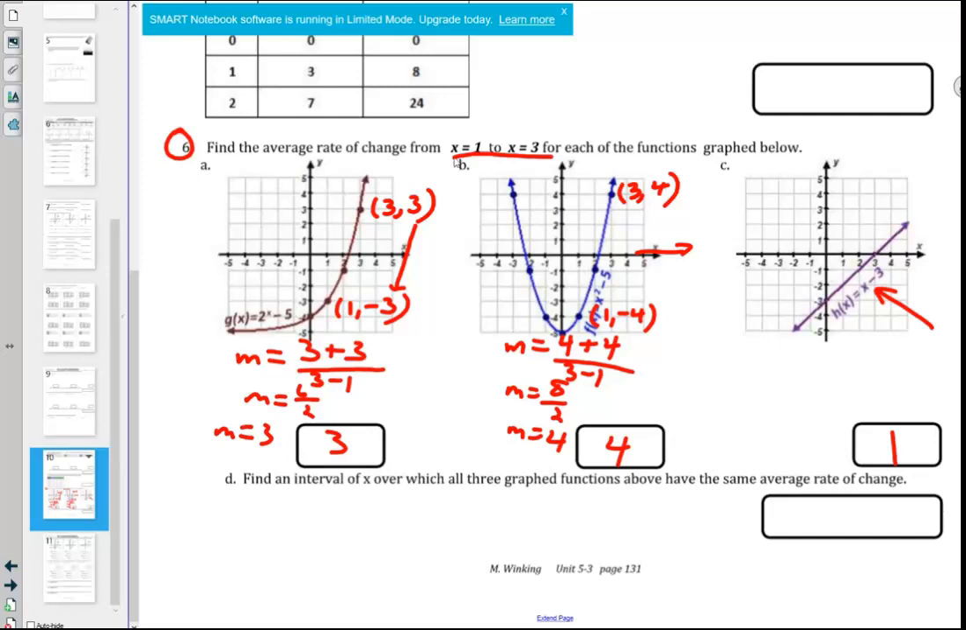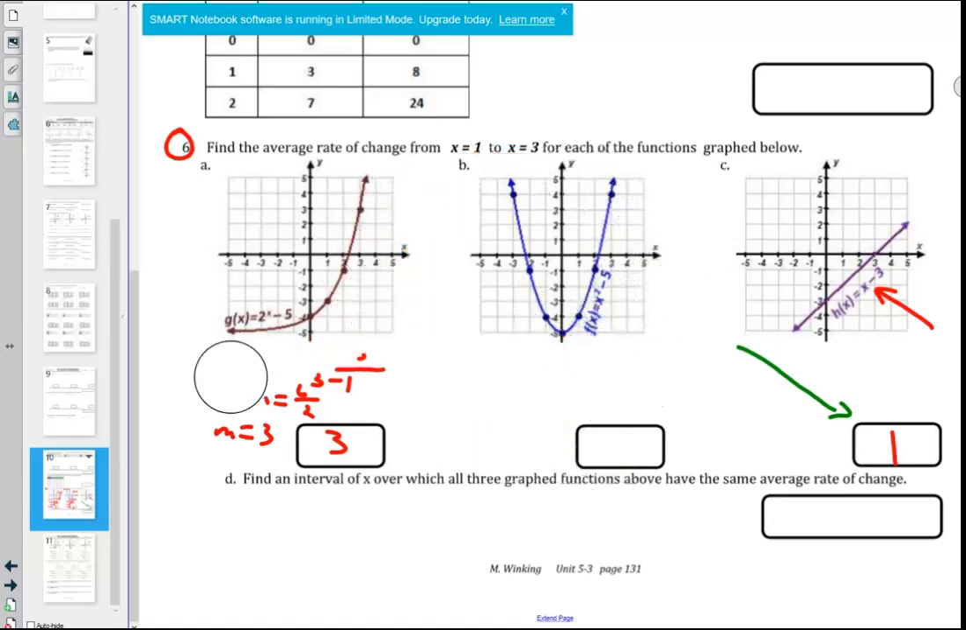Find an interval of x over which all 3 graphed functions have the same average rate of change. Okay. Well, we're kind of stuck here because since one of our functions is linear, there's only one type of rate of change that one can have. This one here, you're stuck at 1. So basically, what they're asking you here, and I'm not even going to get too fancy on this one. I could get really algebraic with you, but I think I'm going to lose you on that one.